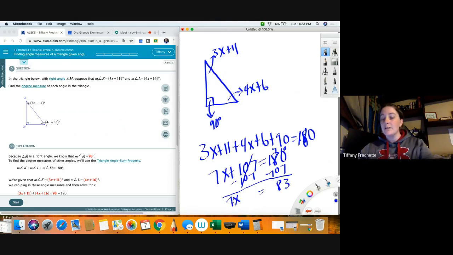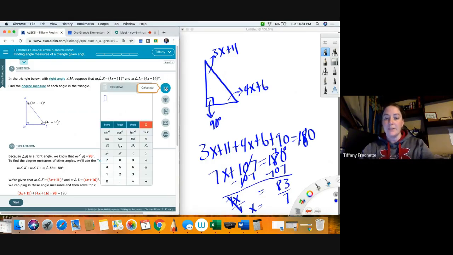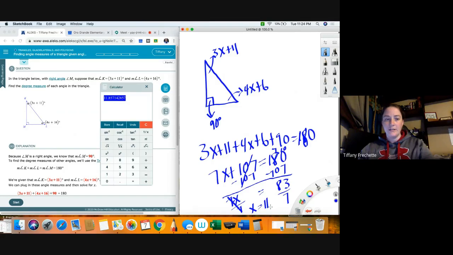We want to undo the multiplication here because remember, this is 7 times x. So to undo multiplication, we divide. 7 divided by 7 is 1. So we get x equals 83 divided by 7. So if you didn't know that off the top of your head, the calculator is actually available in here. Sometimes it's not. If it's not available, you're welcome to use another calculator. That's perfectly fine. So we go 83 divided by 7, and we get 11.85.